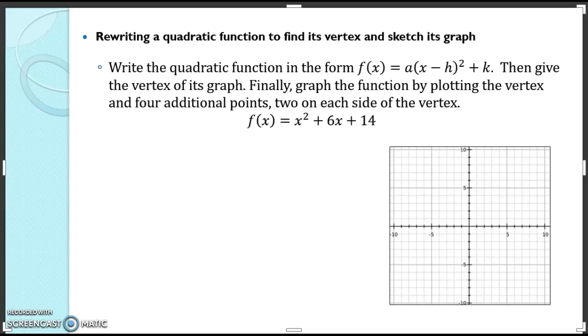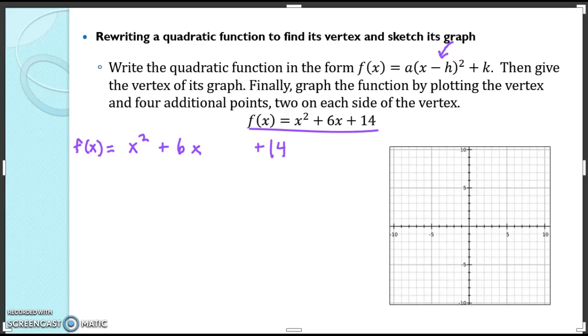So let's go ahead and first turn this into vertex form. So if you notice, we have a perfect square binomial right there. So that means what we need to do with this is complete the square. So our function f of x equals x squared plus 6x. Then I'm going to write this little plus 14 out here because I need to show some work here.